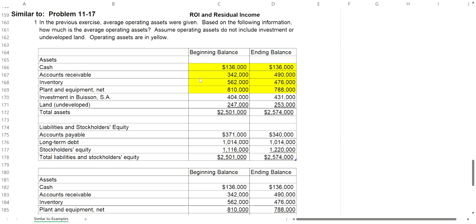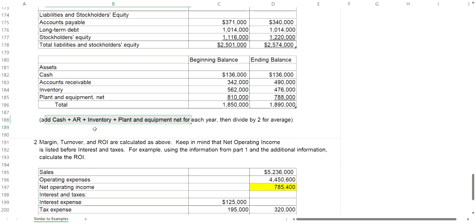So to get an average, I have to add these four items together for the beginning balance, and then add them together again for the ending balance, and then average them. So I'm going to show you how I'm doing this. Okay, so the first thing I'll do is add together in the beginning balance cash, accounts receivable, inventory, property, and plant net. So I'll add 136, 342, 562, and 810. When I add that together, I will get 1,850,000.